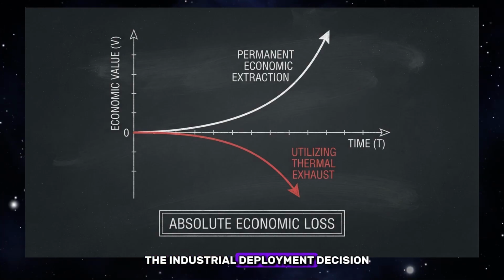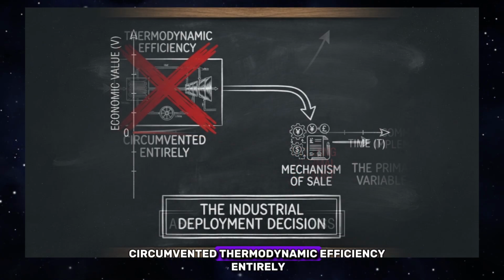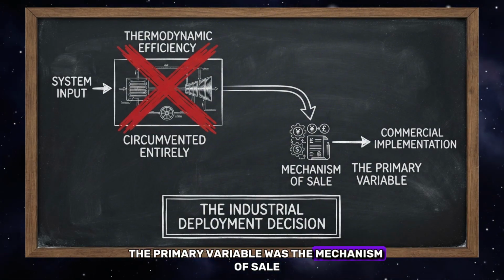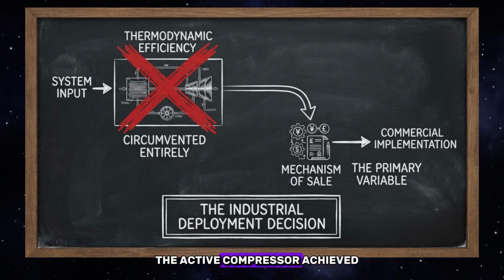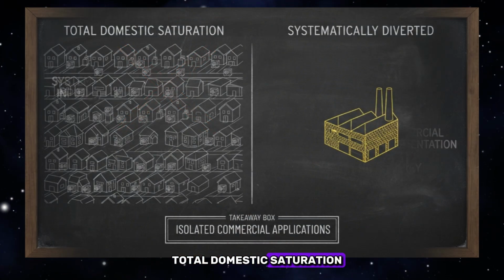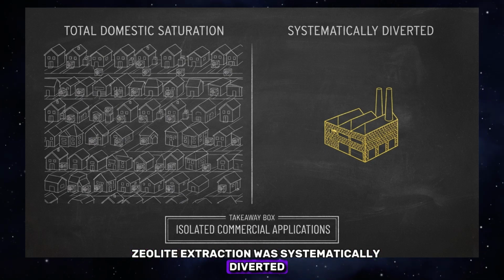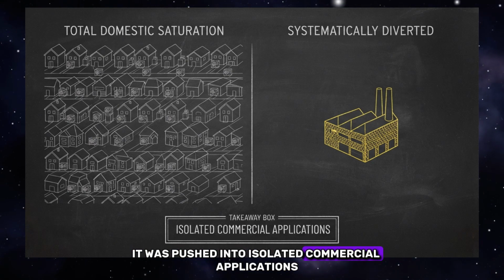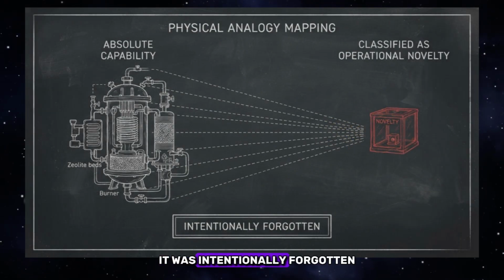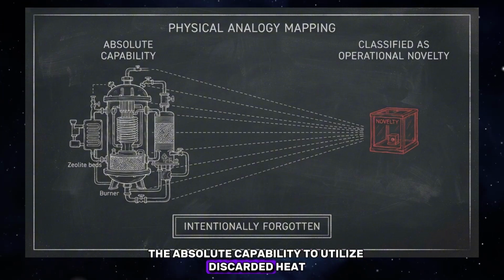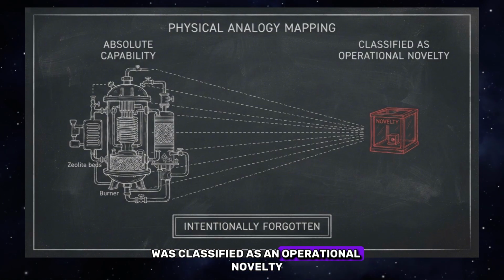The industrial deployment decision circumvented thermodynamic efficiency entirely. The primary variable was the mechanism of sale. The active compressor achieved total domestic saturation. Solid-state zeolite extraction was systematically diverted. It was pushed into isolated commercial applications. It was intentionally forgotten. The absolute capability to utilize discarded heat was classified as an operational novelty.